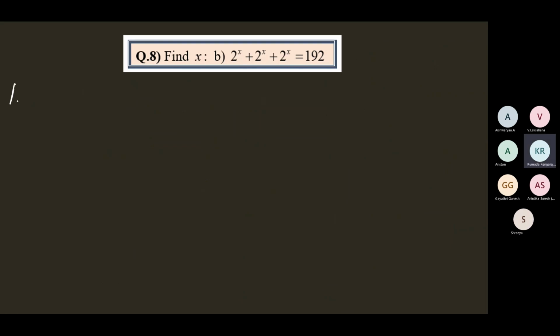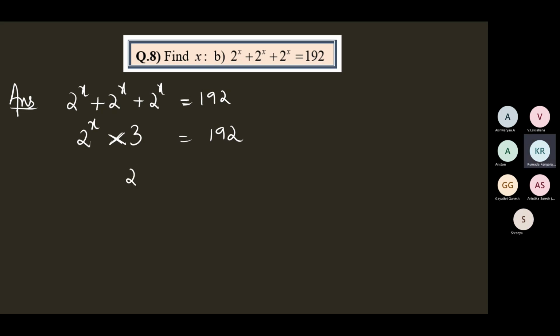So the question is 2 power x plus 2 power x plus 2 power x is equal to 192. On the left hand side, we have repeated addition, which is multiplication. The term 2 power x is added to itself 3 times, so into 3 is equal to 192. Now 3 goes to the other side for division, 192 by 3.